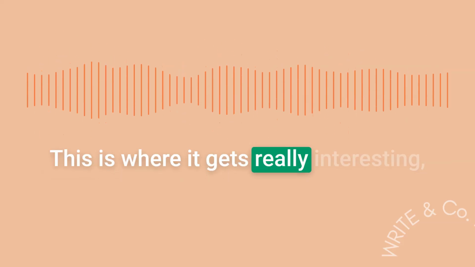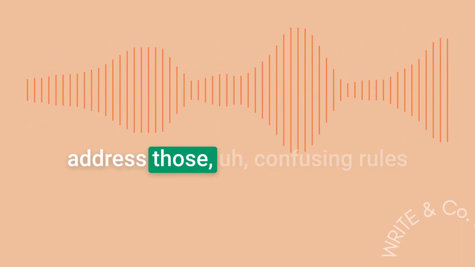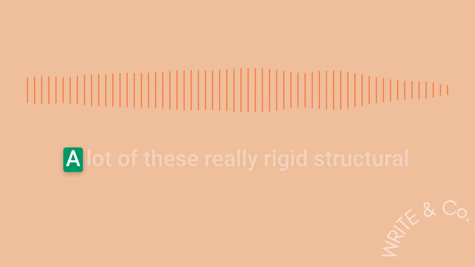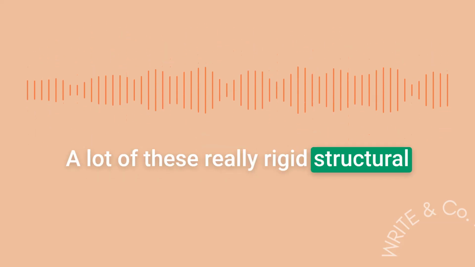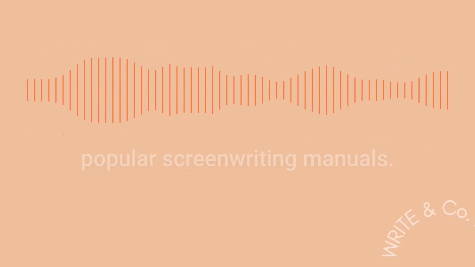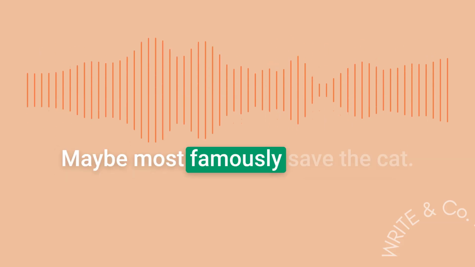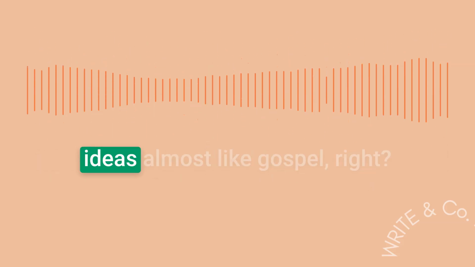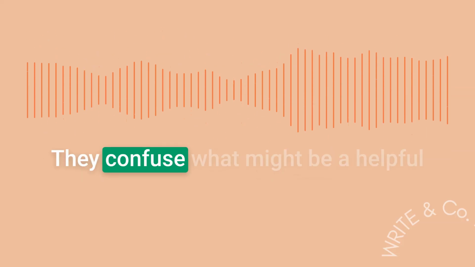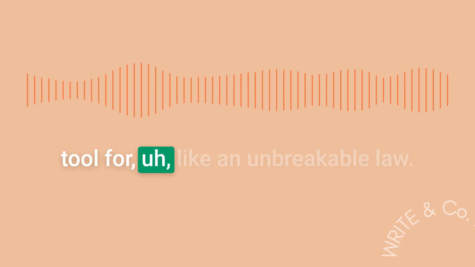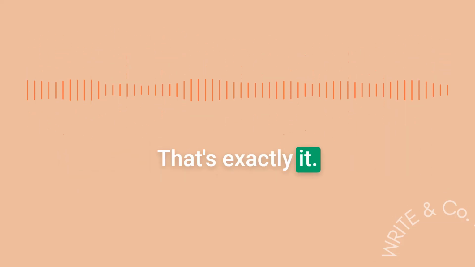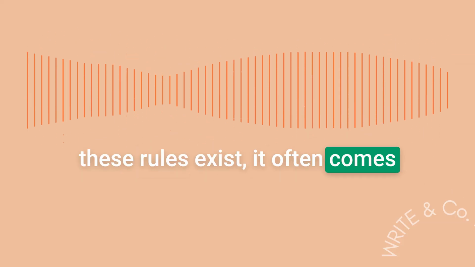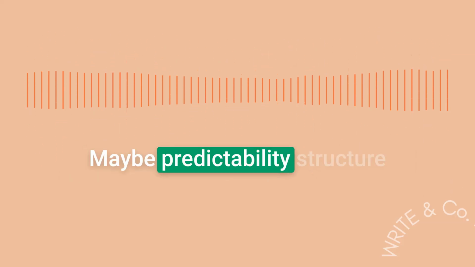Okay, this is where it gets really interesting, because now we have to address those confusing rules that often tie writers up in knots. A lot of these really rigid structural guidelines seem to come from popular screenwriting manuals, maybe most famously Save the Cat. Absolutely. That's a big one. And writers often treat these prescriptive ideas almost like gospel, right? They confuse what might be a helpful tool with an unbreakable law. That's exactly it. And when you look at why these rules exist, it often comes down to offering a sense of safety, maybe predictability.